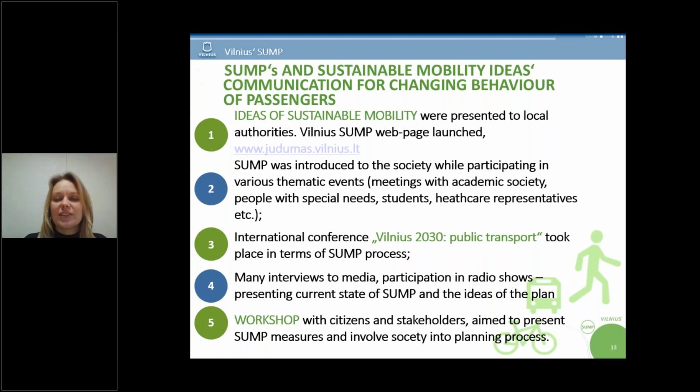Although if there is negative criticism, then yes, it's only planners and only the city. But when we have something good, I can feel that people are owning it, and they are suggesting some extras from the Vilnius SUMP, and so on. So that, I think, is very good.